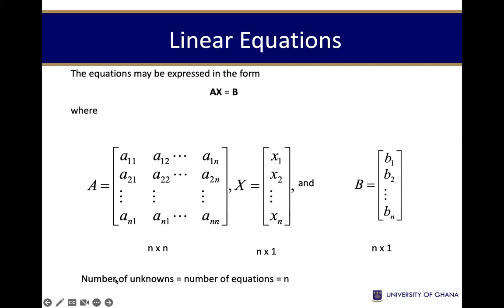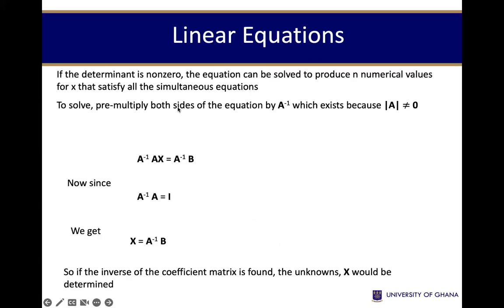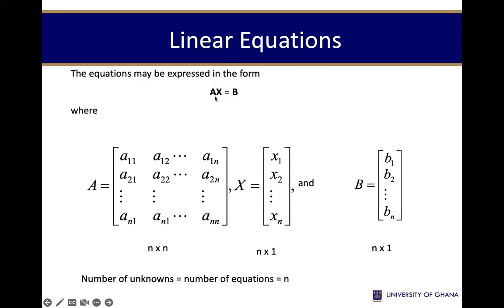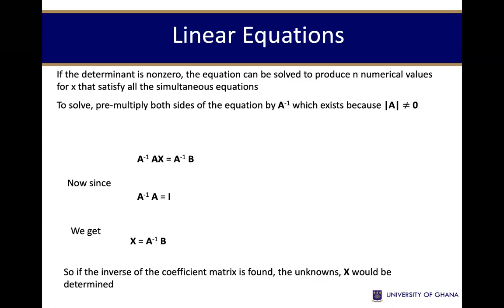So in this situation, the number of unknowns is equal to the number of equations, which is n equations. So we can go ahead with Ax equal to b. Because we are looking for the unknown variable x, we need to make x the subject in that equation, Ax equals b. So x has to be made the subject so that we can easily find it. So how do we do it?